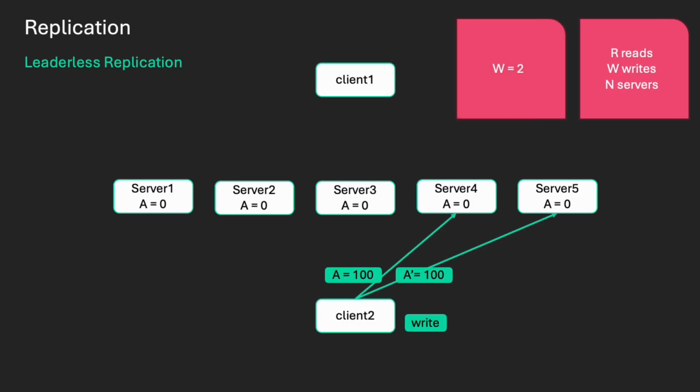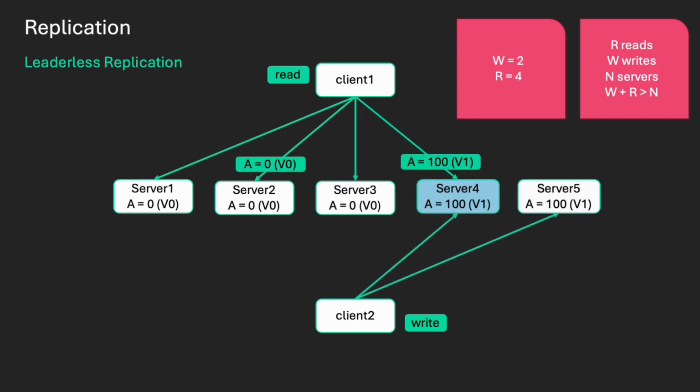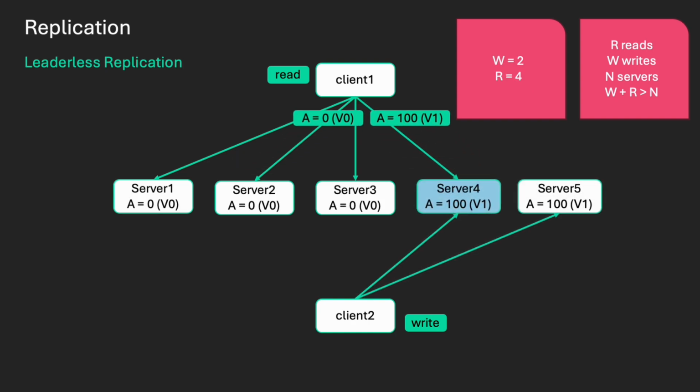To ensure consistency, we must write to at least W servers and read from at least R servers. Additionally, we must maintain the condition R plus W greater than N. This ensures that every read and write operation overlaps with at least one server that contains the latest data. We can also use versioning to determine the latest data when reading from servers that contain both old and new values.